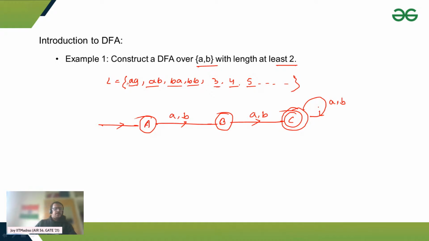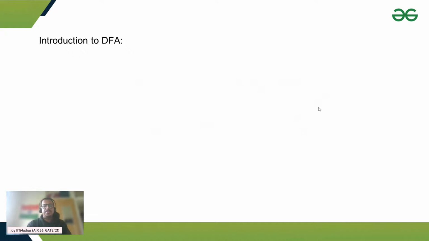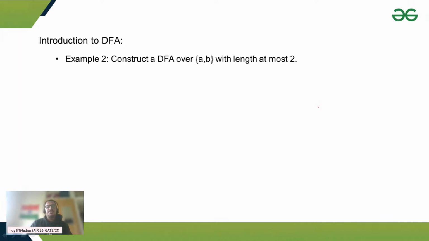Fine. Let's move on with our next example. It is basically the same example, where the only difference is that in the last example we said the length of the string should be at least 2. Now, in this question, the length of the string should be at most 2. At most 2 means that the longest string possible will be of length 2. So the length can be 0, 1, or 2.